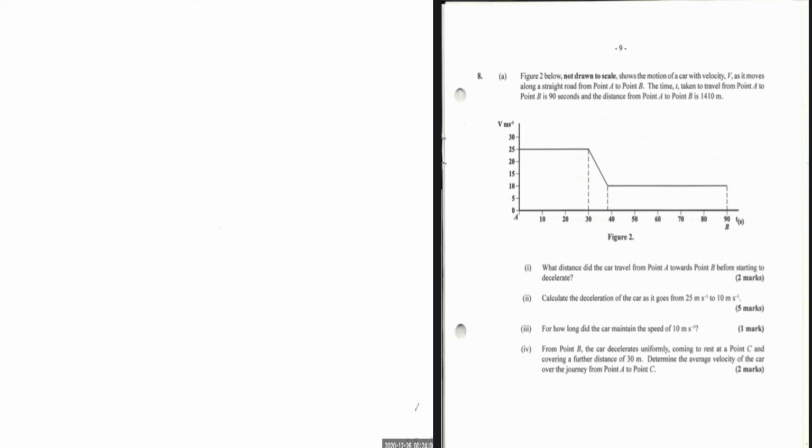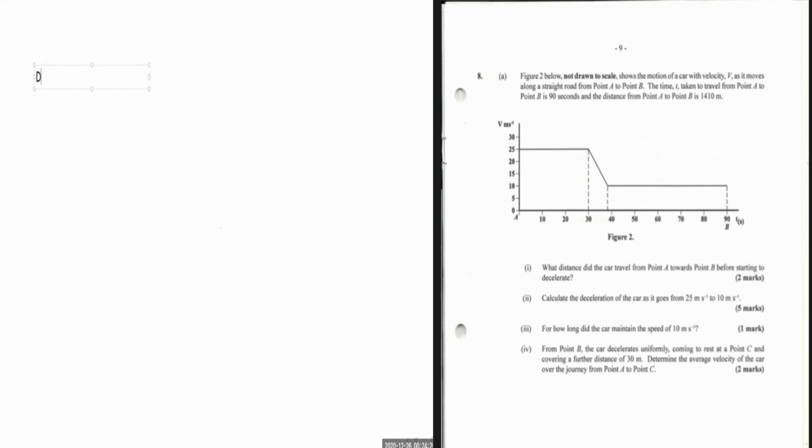So it tells us that the car is traveling along a straight road from A to B. The time it takes from A to B is 90 seconds, and the distance from A to B is 1,410. It says, what distance did the car travel from A to B before it started to decelerate? So first, it wants the distance that it was traveling.